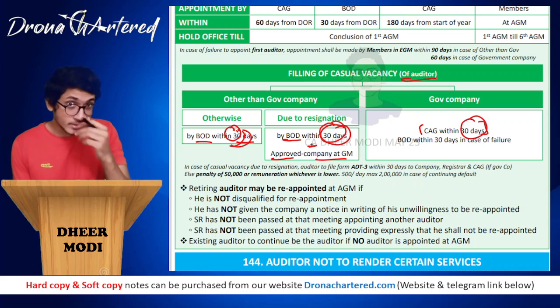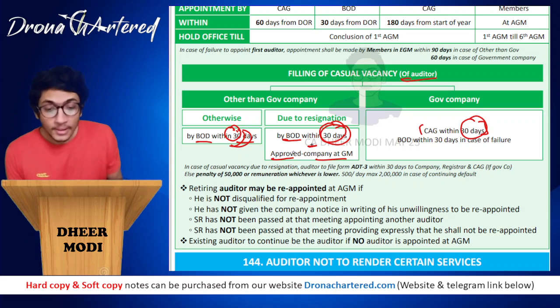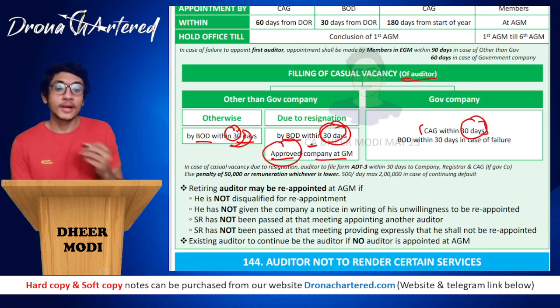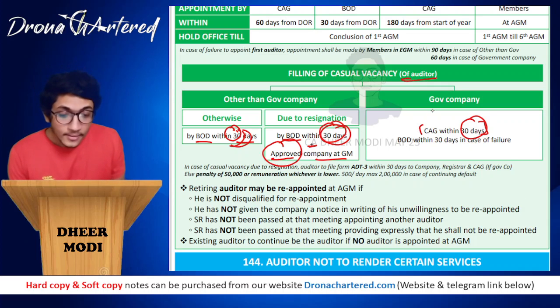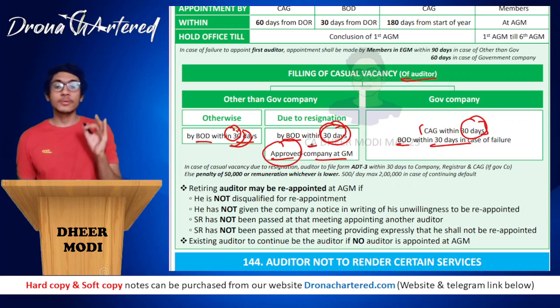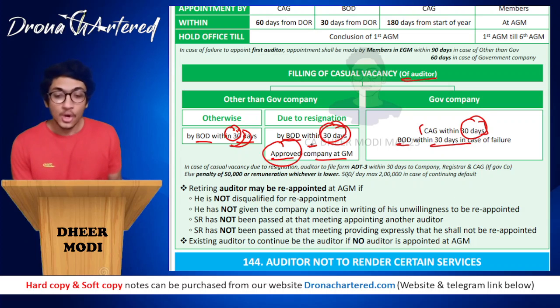If it is due to resignation, it will require BOD. Plus, you will also require approval at the general meeting. And if the CAG was not able to do so, in such a case the BOD within 30 days of failure will fill the casual vacancy of the auditor.